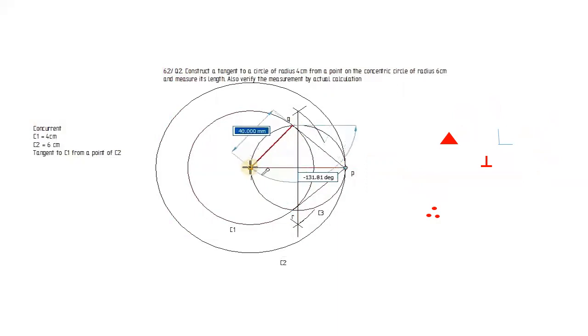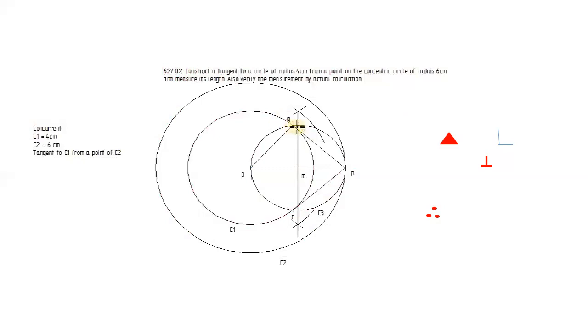For the purpose of justification, I am drawing a line from O to Q. I hope you all are aware that OQ is also equal to the radius, isn't it? OQ is the radius of circle C1. And you also know that PQ is perpendicular to OQ.